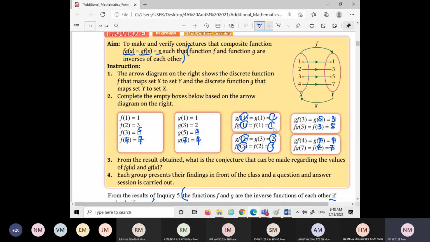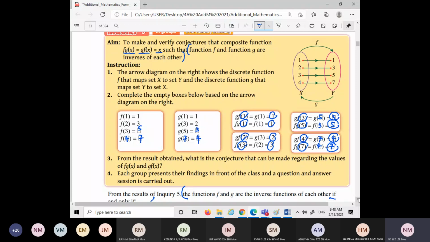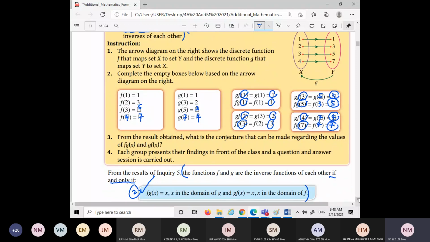Here is 1, here is 1. This is 3, this is 3, this is 5, this is 5, this is 4, this is 4, and when this is 7, this is 7. So this is the meaning. This is very dry when you want to prove something.